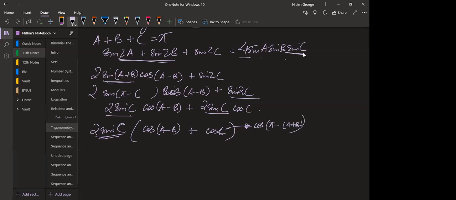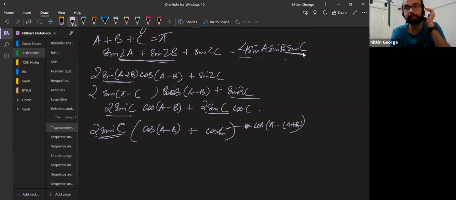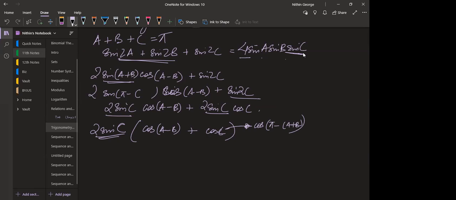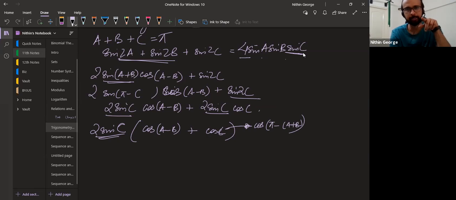Yes, sir. Cos of pi minus A plus B is minus cos of A plus B. That negative sign, don't forget. Other than that, it was absolutely right. So it becomes minus cos of A plus B, and then you have cos of A minus B. What next? Take the minus.